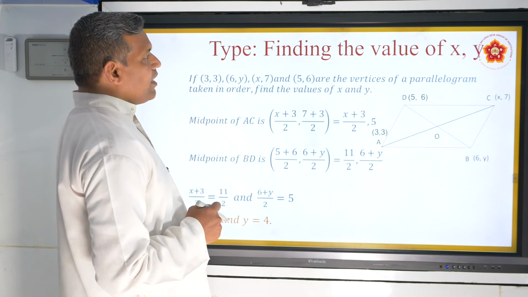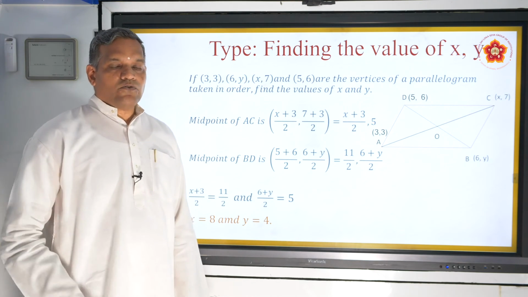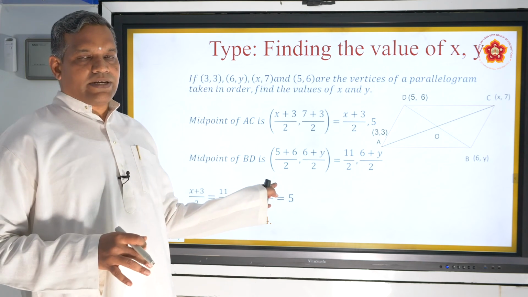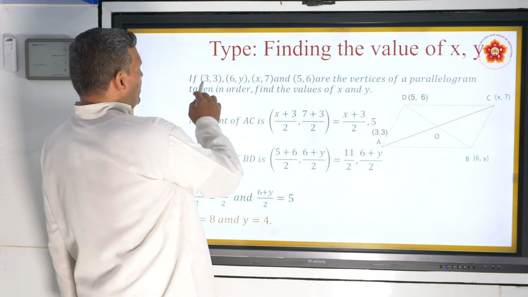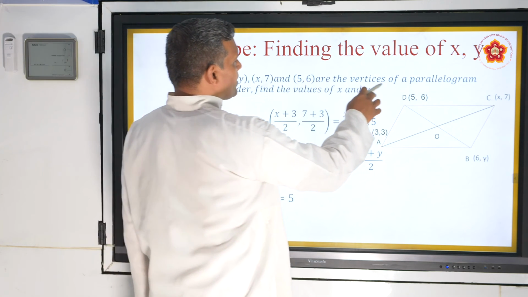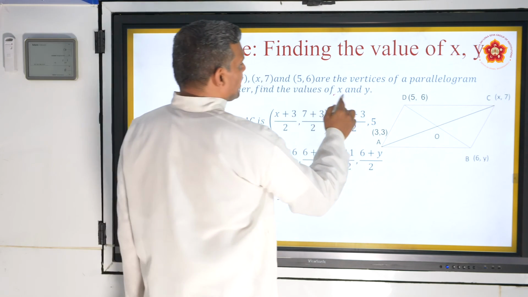This type of sum is finding the value of x and y. It looks very complicated. The moment you look at it, you really lose heart thinking how difficult it would be. But it is very easy, and you don't get any sum easier than this. Look into this sum: if (3, 3), (6, y), (x, 7) and (5, 6) are the vertices of a parallelogram taken in order, find the values of x and y.